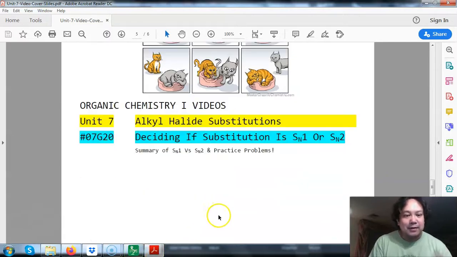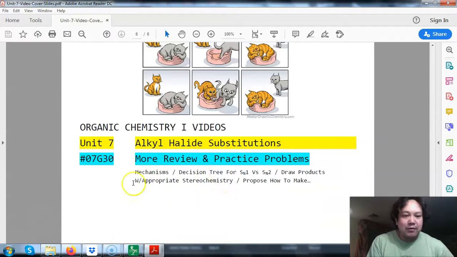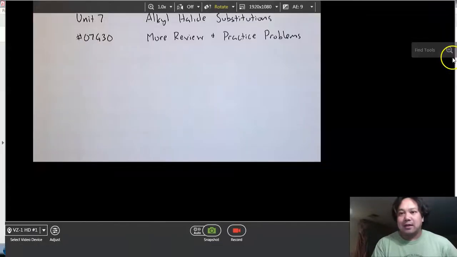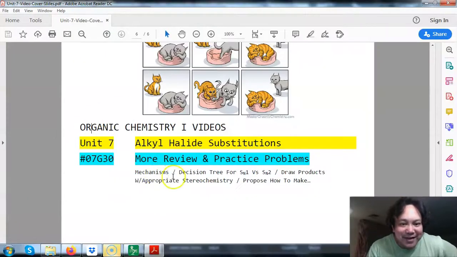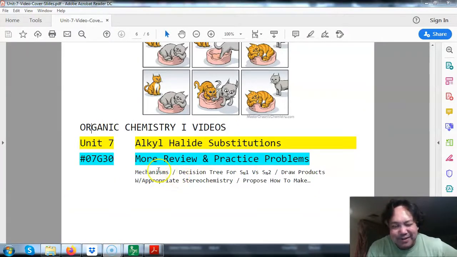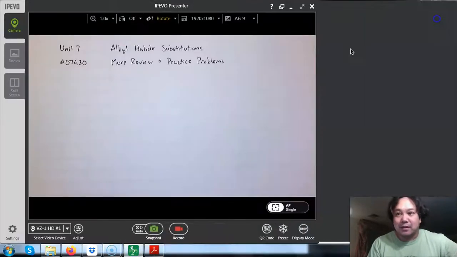Okay, so again, this is review 07G30, and let me show you. I already forgot what I'm supposed to talk about. Mechanisms? Yeah, we'll do mechanisms, and then we'll do the decision tree.